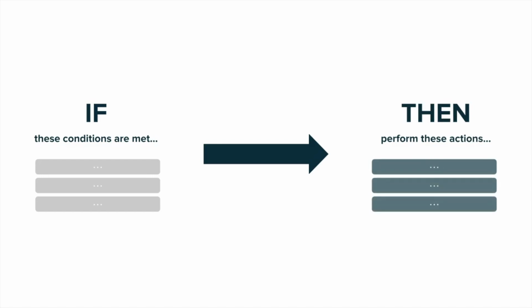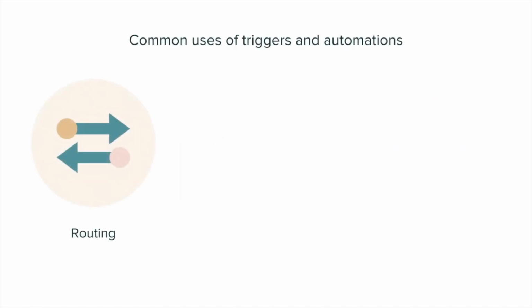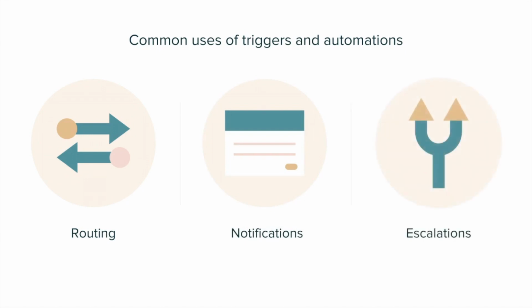You should automate any actions that need to be completed every single time a situation calls for it to ensure that nothing slips through the cracks. Common uses of these workflows include routing new requests to the right team, sending notifications to customers or agents, and escalating tickets in need of a response.